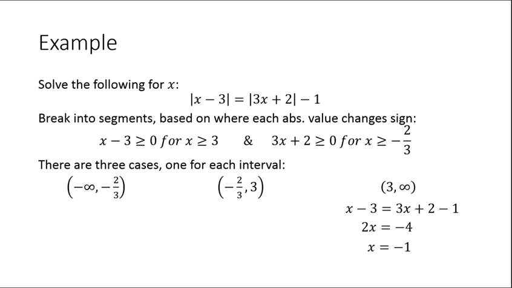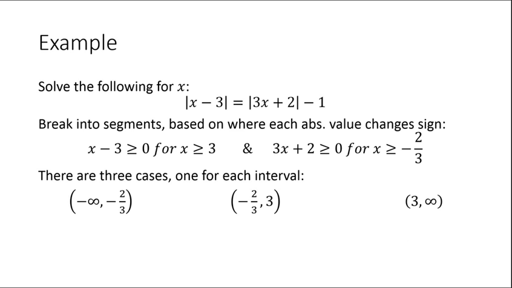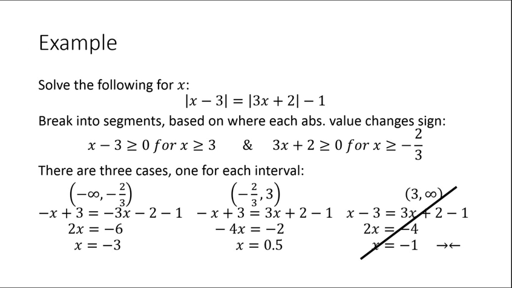If you look at the different solutions we came up with, we had -3 on the interval between -∞ and -2/3. That's fine. We had 1/2 between -2/3 and 3. That's fine. However, between 3 and infinity, our solution was x equals -1, which is a contradiction with the case that we set up in the very first place. So that solution, after we've solved for it, falls away.